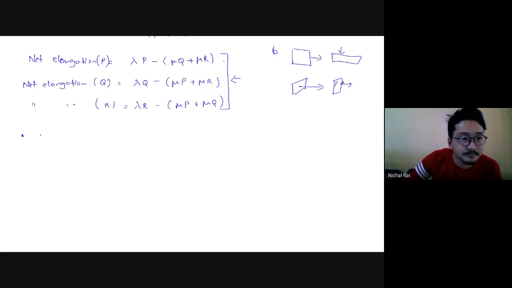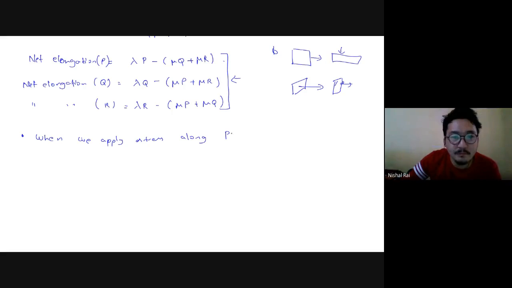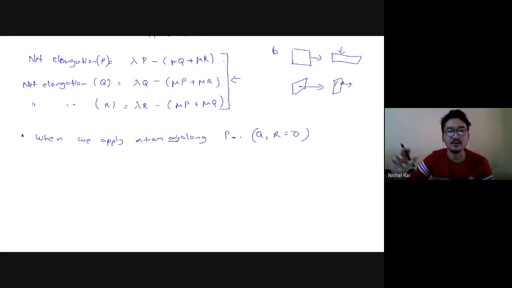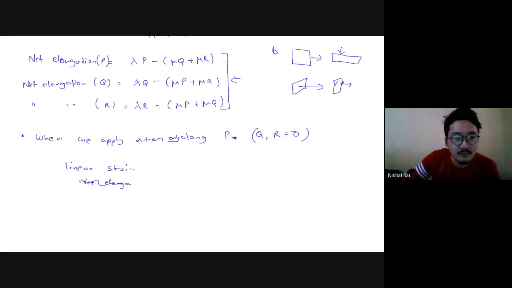Now let's consider one case. When we apply stress only along P, that means your Q and R will be 0. As we are applying stress only across P, it will get elongated in this direction. So we are not applying any stress along Q and R. So the linear strain, which is basically the net elongation, will be lambda times P.